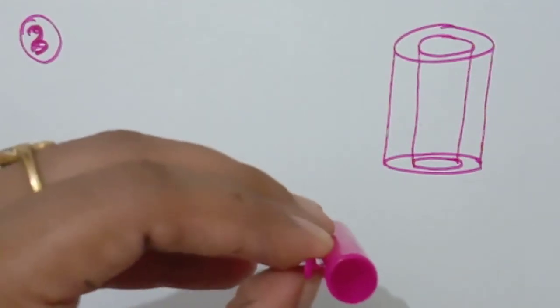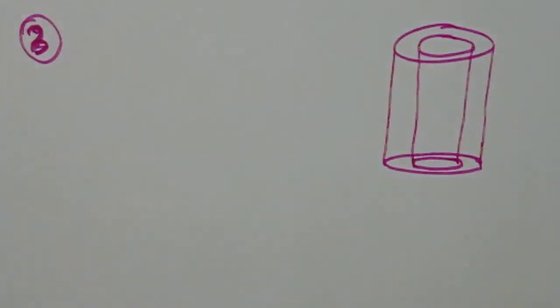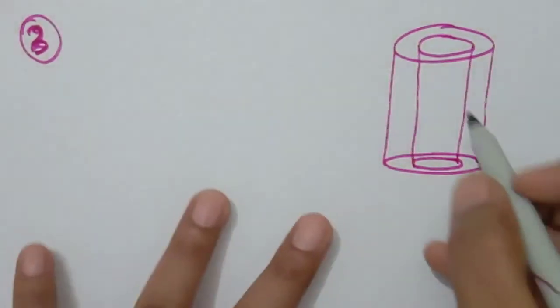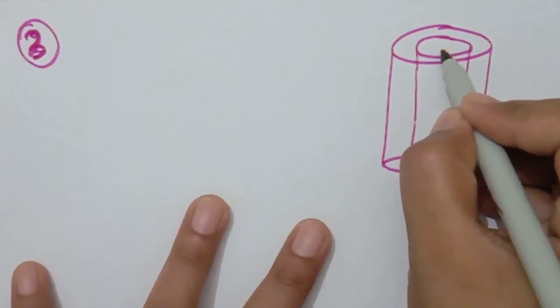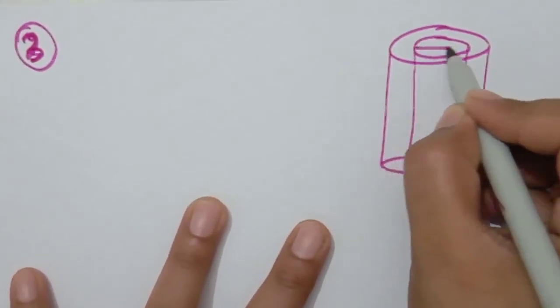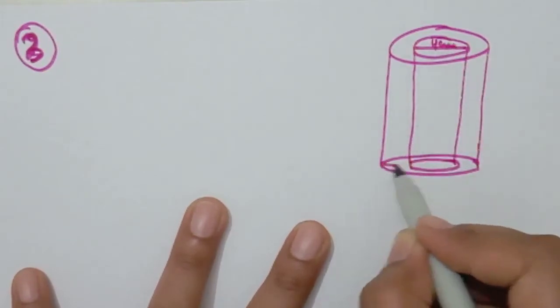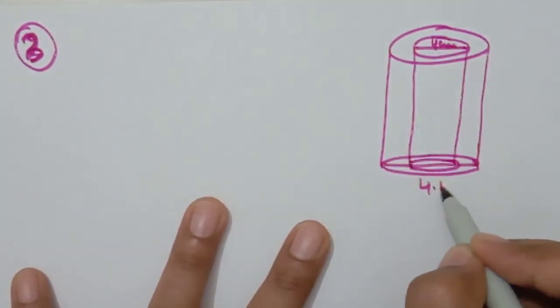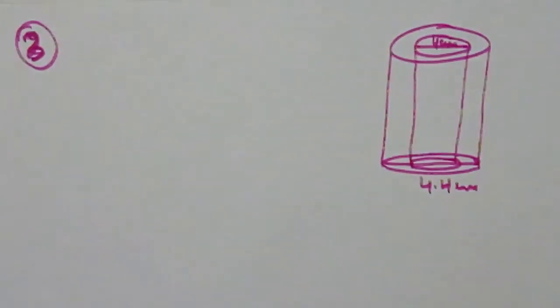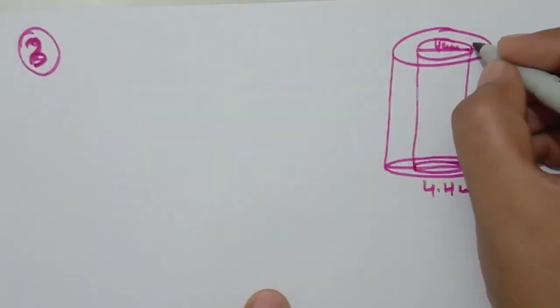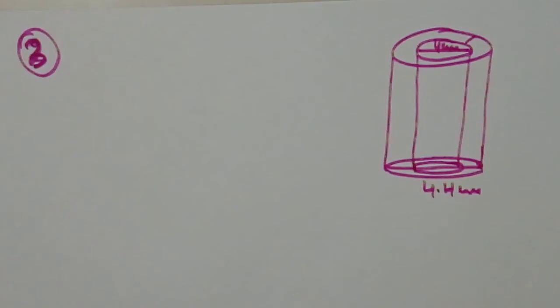It means the pipe, when you see some pipes in your home, you will see that it has some thickness. So the inner diameter is this part. Inner diameter is 4 centimeter and the outer complete diameter is 4.4 centimeter. It means this is the thickness. How will we find the thickness?